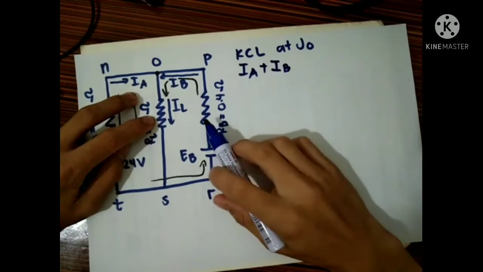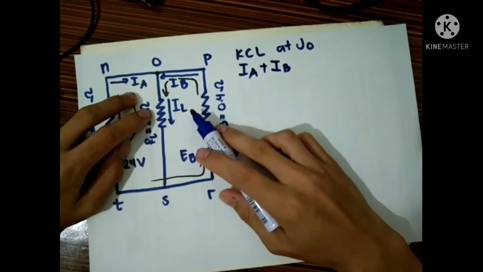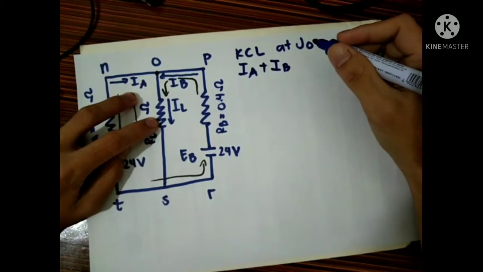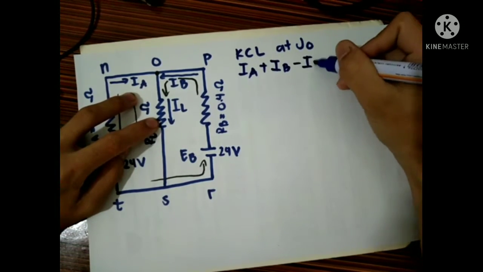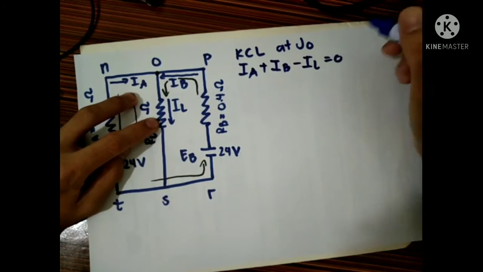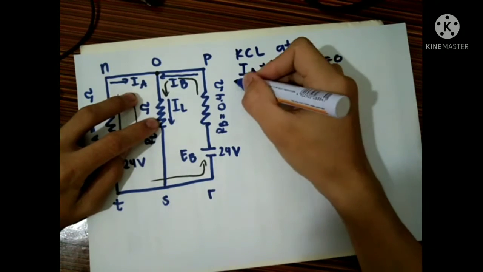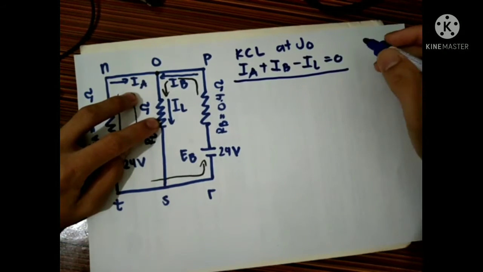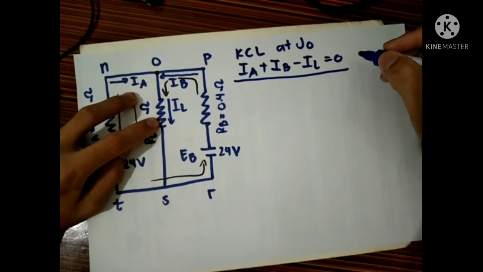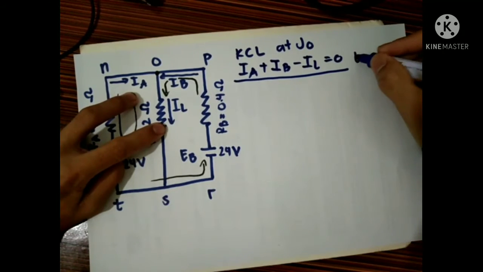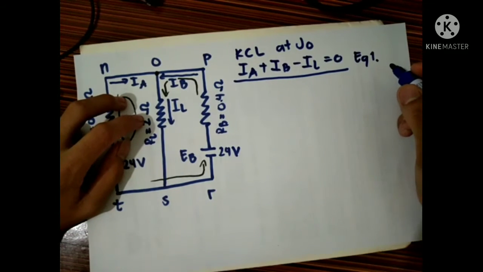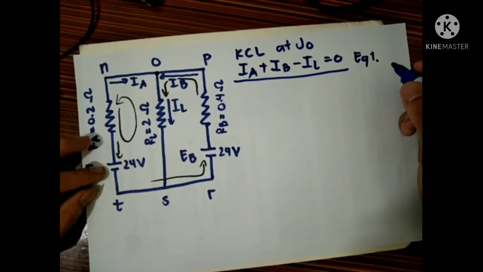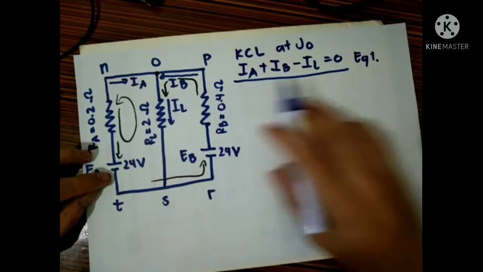Since IL is leaving or releasing the current downward, it is negative. Therefore, we have the equation for the KCL: IA plus IB minus IL is equal to 0. Let's say it is equation 1. So this is the first equation.